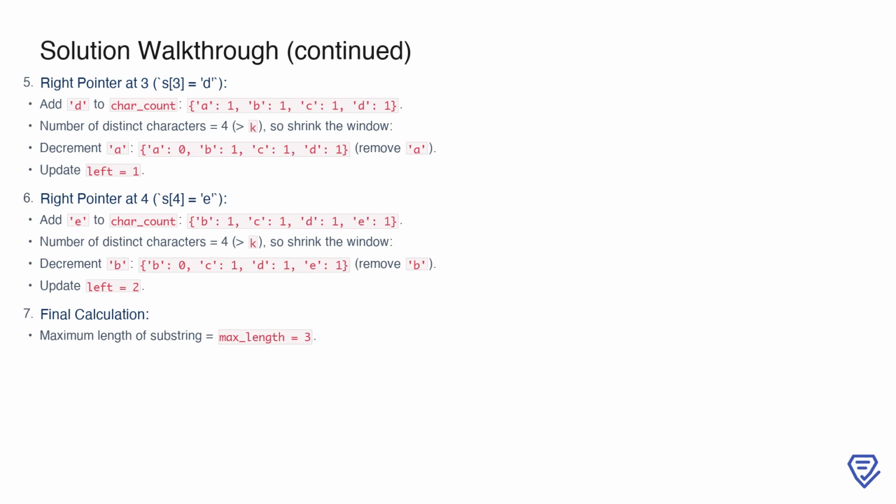At position 4, the character is E. Adding E to the dictionary results in char_count being B1 C1 D1 E1. Again, the number of distinct characters exceeds K, so we shrink the window by decrementing the count of B. Removing B from the dictionary leaves char_count as C1 D1 E1. We update left to 2. At the end of the iteration, the maximum length of a substring with at most 3 distinct characters is 3.